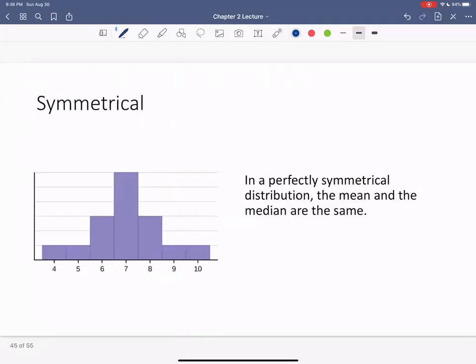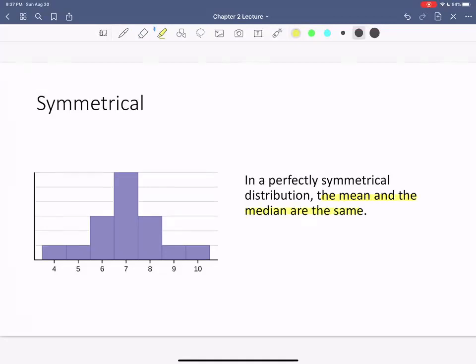Now, next, let's talk about skewness. So if we look at a graph, and here's a histogram, and it says in a symmetrical histogram or graph, it's perfectly symmetrical, which means the mean and the median are the same. Here's your highlights here. The mean and the median are the same.